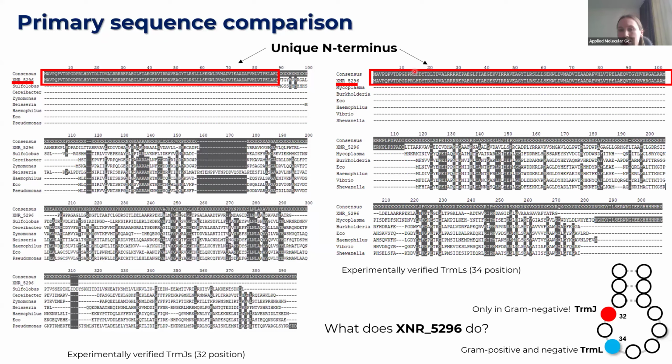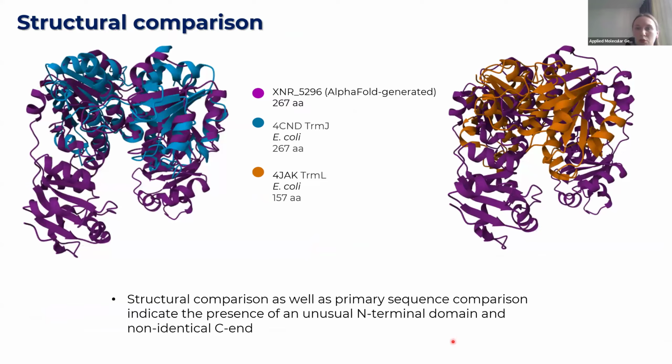However, at this stage, we still don't know if our protein is tRMJ or tRML, because they are a bit similar, but we don't know which is which. However, we aim to identify tRML, since there are no data on tRMJs in Streptomyces, and we thought that this protein is tRML. Okay, let's move on.